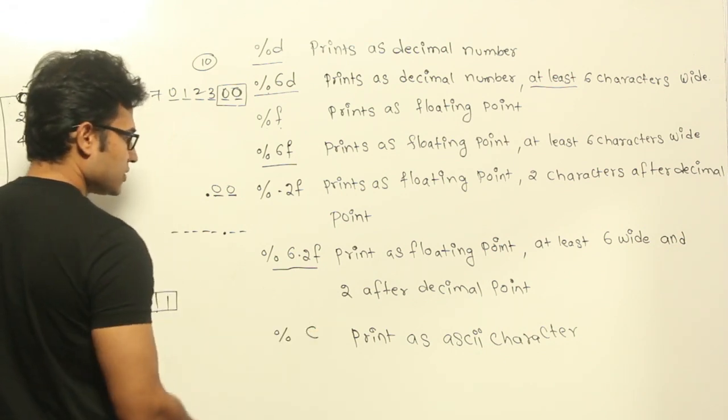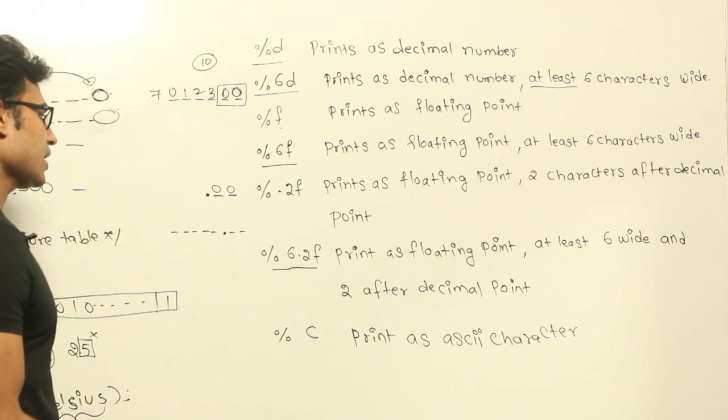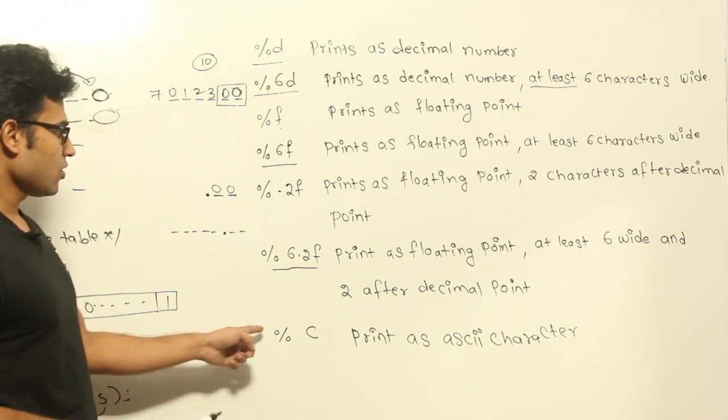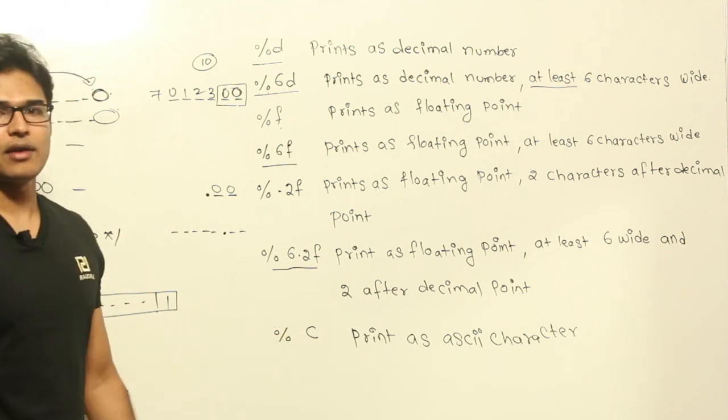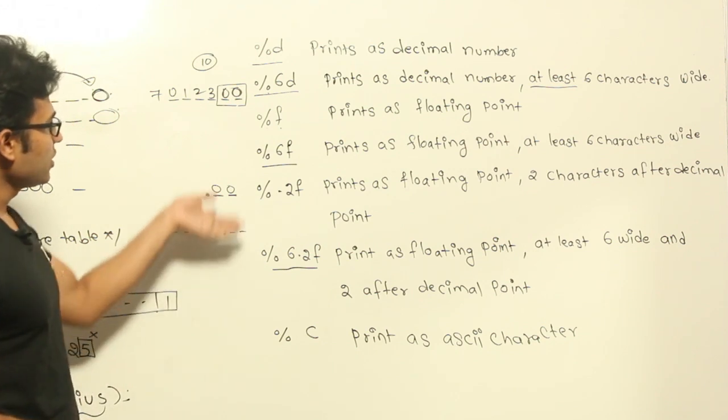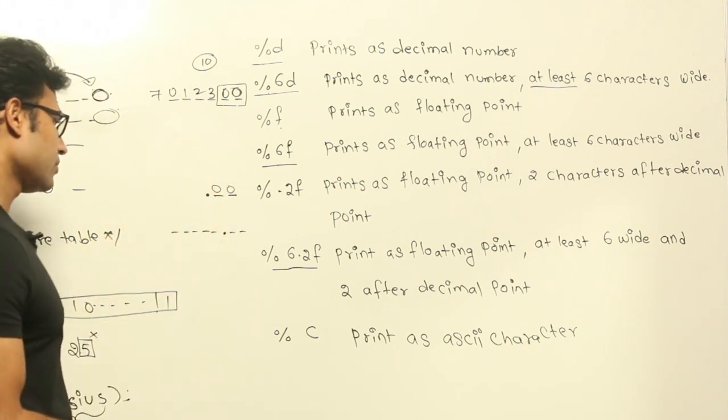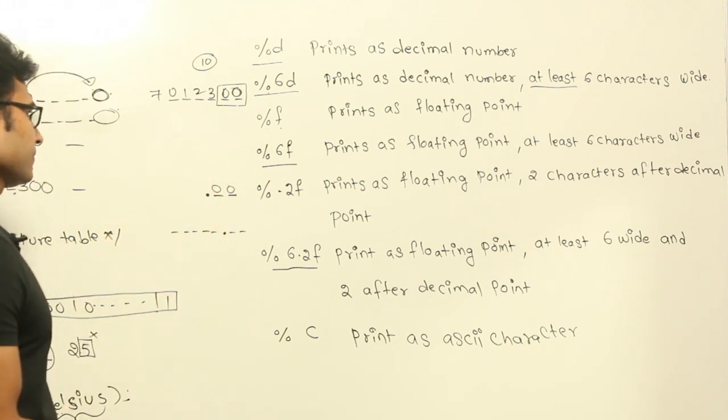And %c means you interpret the given bits as an ASCII character, and depending on what that character is, you print that particular character. That is the meaning of it. Now these are only some of the examples. There is a very big list. I'll give you the list later, okay? Fine.